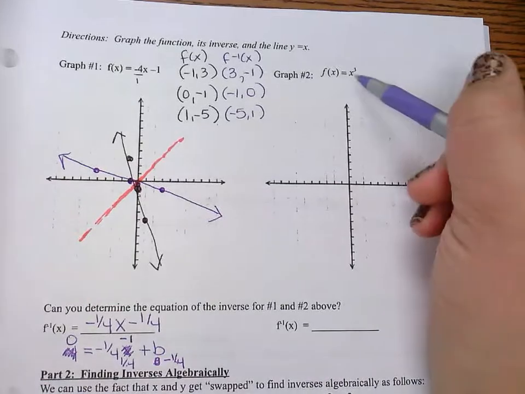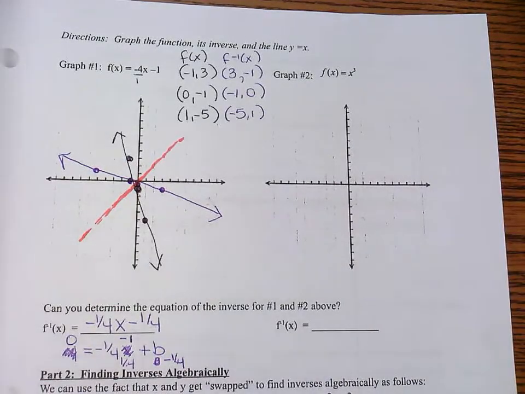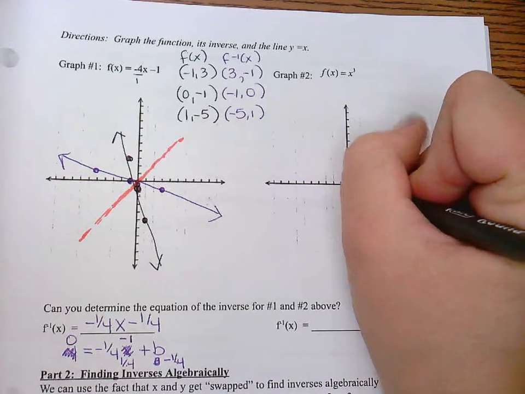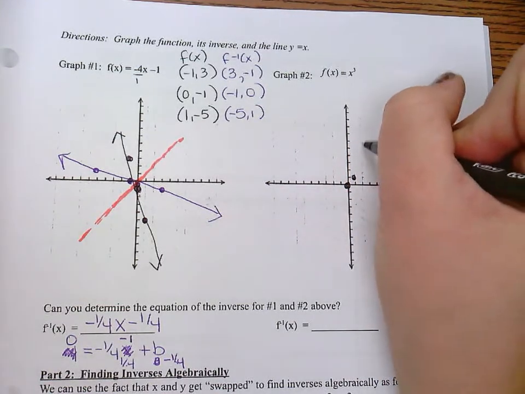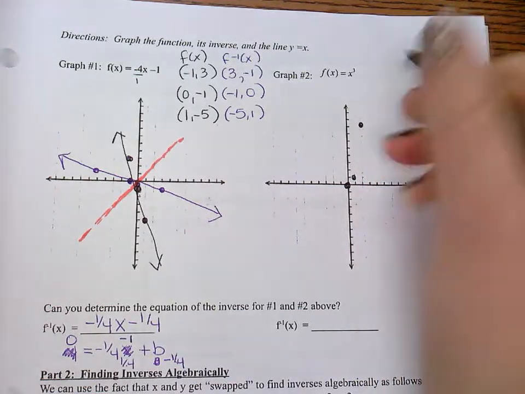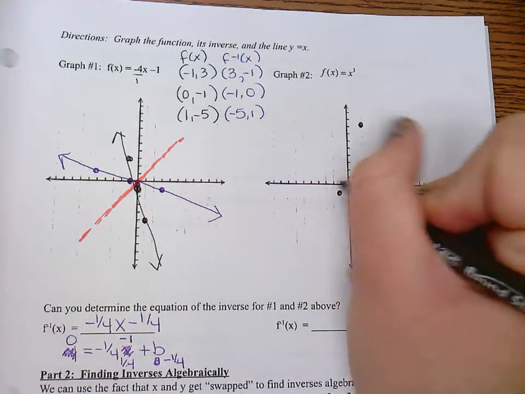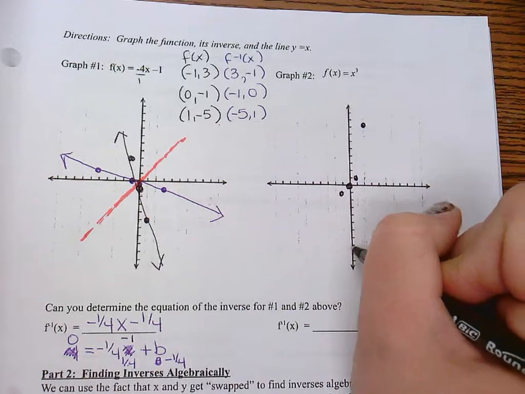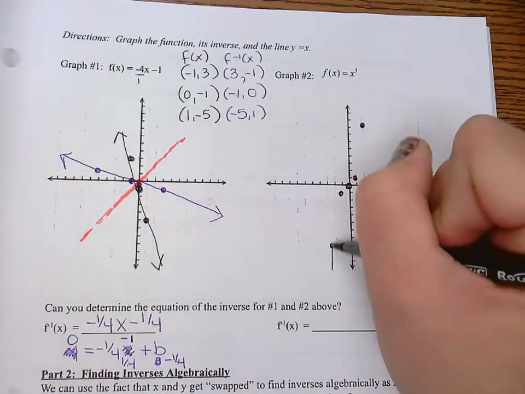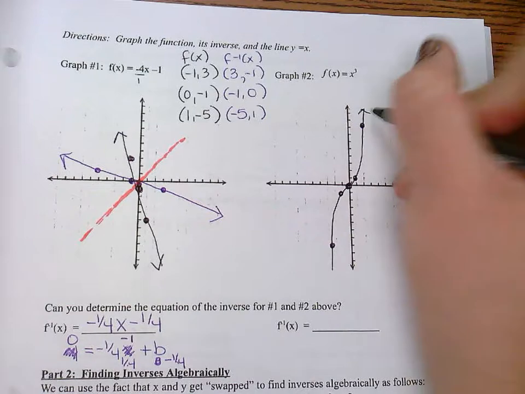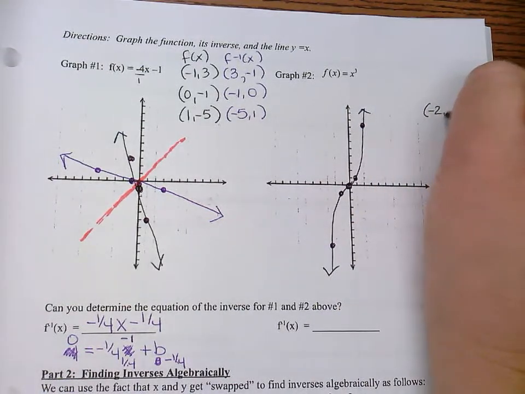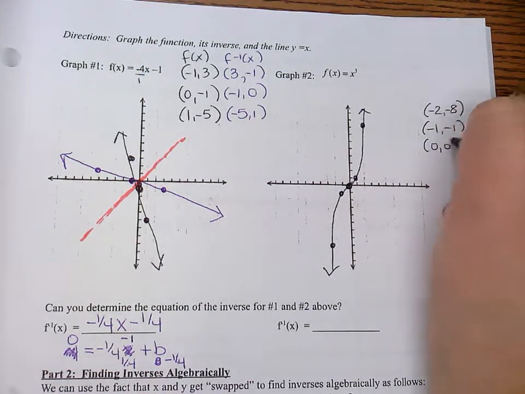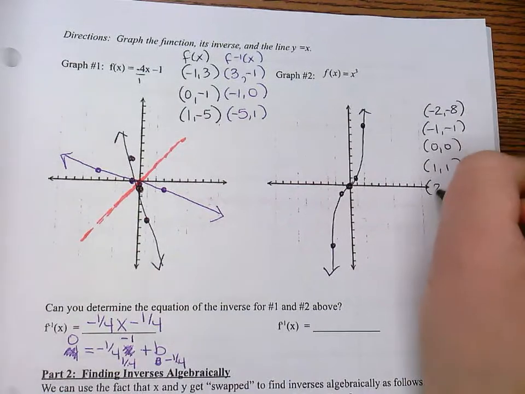Let's do the cubic function. You should all know the parent function for x cubed, right? 0, 0, 1, 1, and 2, 8. 1, 2, 3, 4, 5, 6, 7, 8. It's kind of hard to see. And negative 1, negative 1, negative 2, negative 8. Here's the original function. So let's think about our points. We had negative 2, negative 8, negative 1, negative 1, 0, 0, 1, 1, and 2, 8.